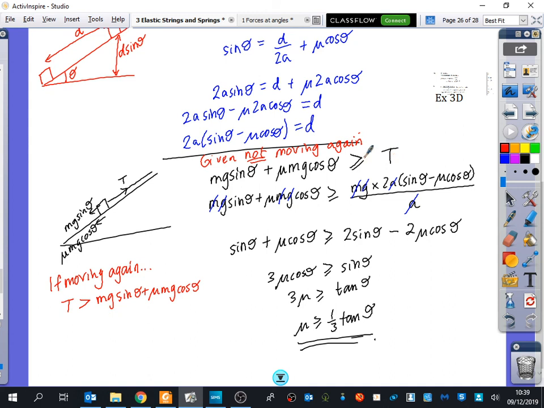Now that you think about it, it's actually really easy. We're saying here that the friction and the weight have got to be bigger than the tension, because the friction and the weight are the thing that's going to stop it moving. And remember, this is not the actual friction that it will take, it's the maximum value that the friction can possibly take. So if it was moving again, you get this statement that we've got here.